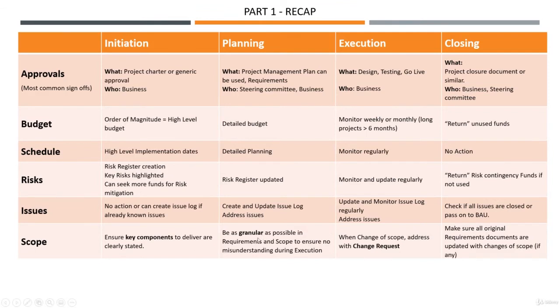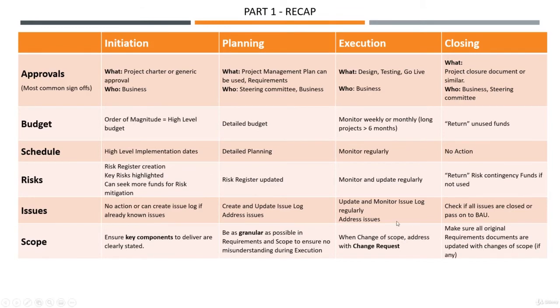During planning, back to the most granular requirements and scope possible to ensure no misunderstanding during execution. So we have our overall scope, but we also have our detailed requirements from the business. And if we feel the requirements are not detailed enough, we have to go back to them. Otherwise, we'll be managing scope during the full execution.